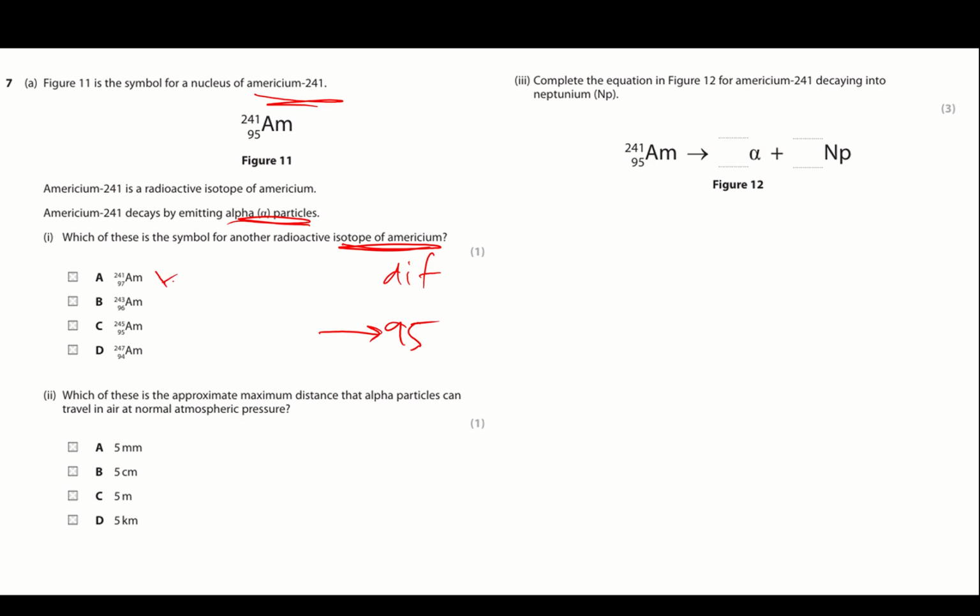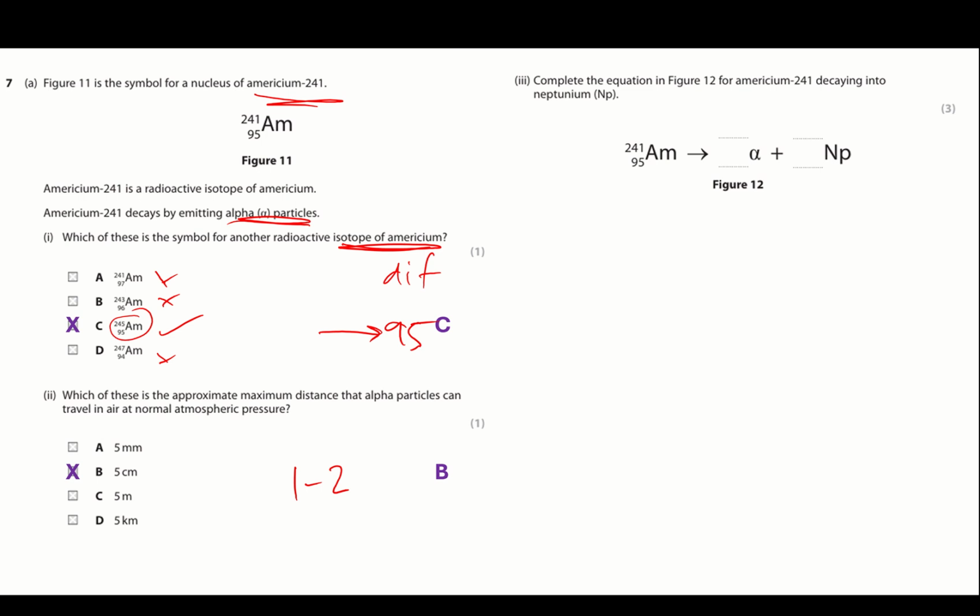So it can't be A, can't be B, can't be D. Must be C, because it's got the same atomic number and a different mass number. Which of these is the approximate distance that alpha particles can travel? So I taught you it's about 1 to 2 centimeters ish, and we're just going to pick something around that. So maximum distance, B, 5 centimeters.